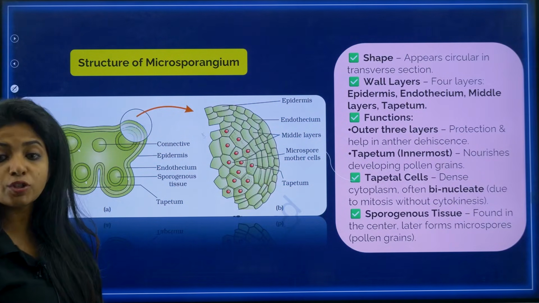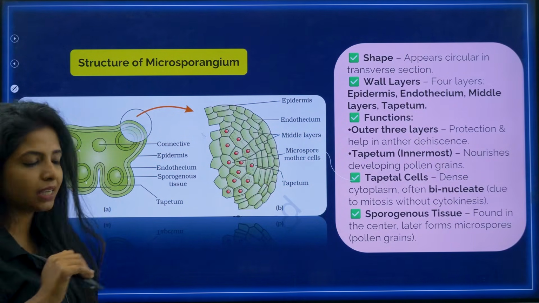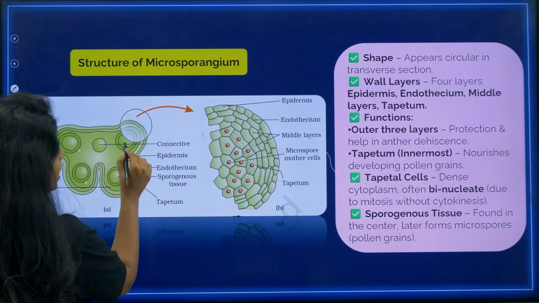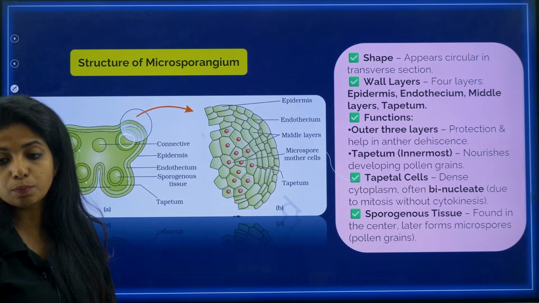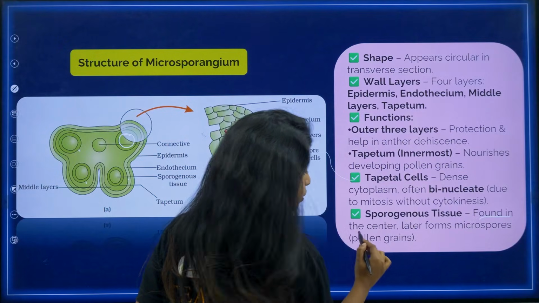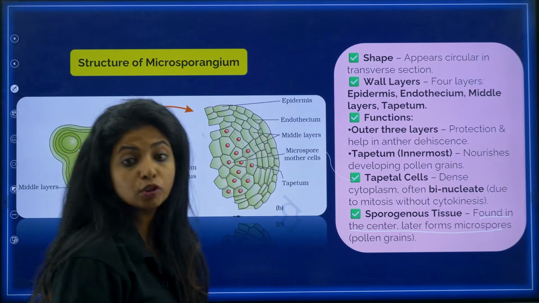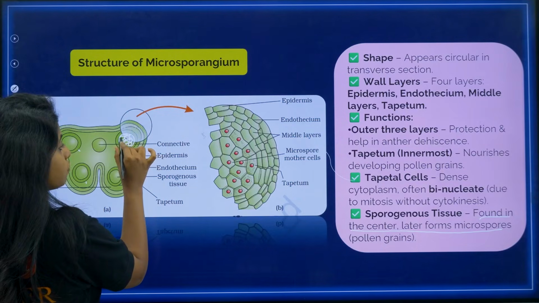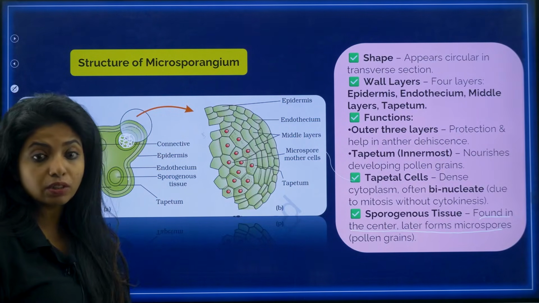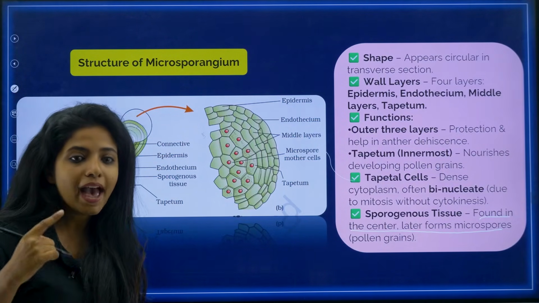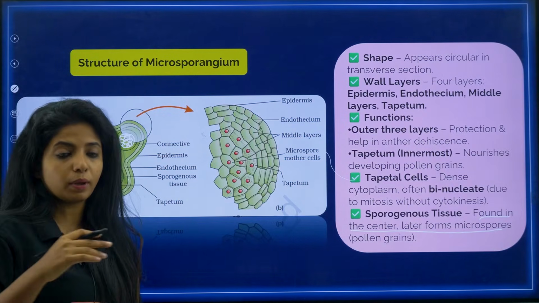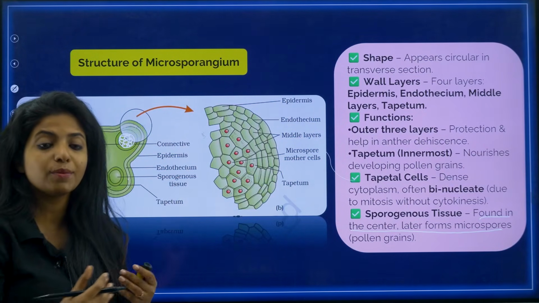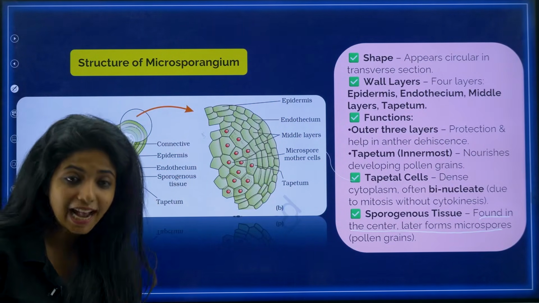Now, microsporangium has its own structure. Let's see. The innermost thing over here, I will call sporogenous tissue. This is found in the center and later forms microspores. This sporogenous tissue is made up of so many cells, and these cells are the ones which would be dividing and giving rise to pollen grains later on, which is why I call the whole structure of microsporangium pollen sacs, my dear children.